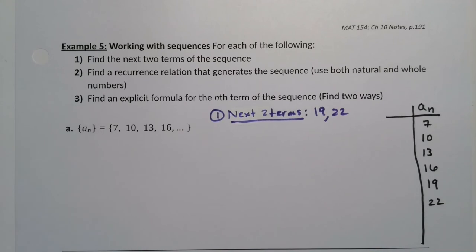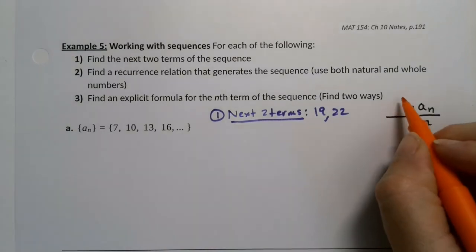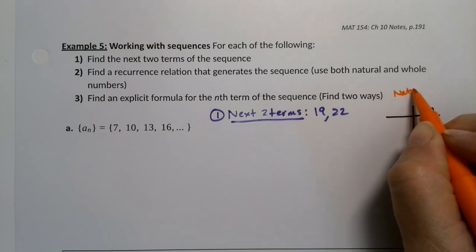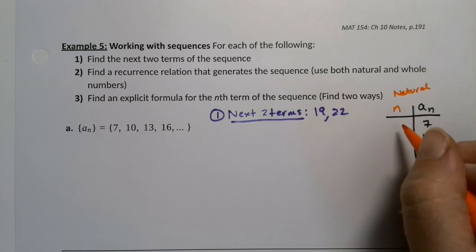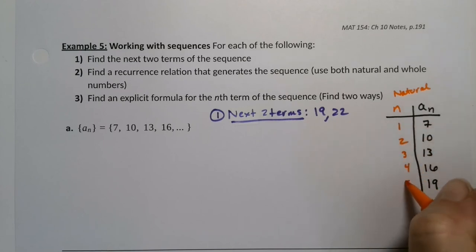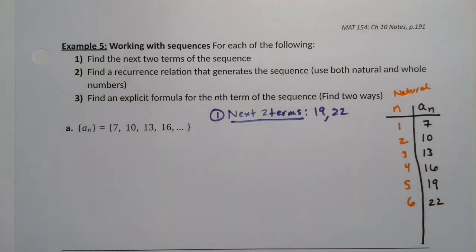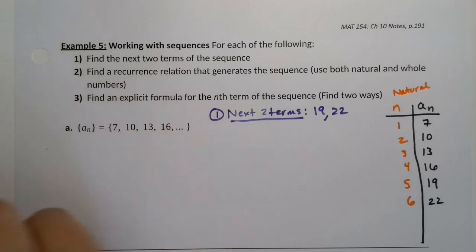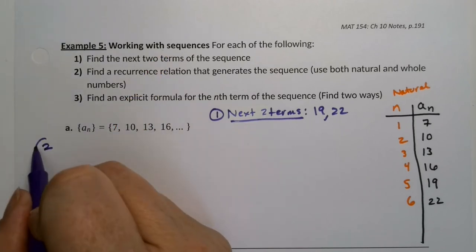Now, we need to define this recurrence relation twice. We're going to do it with the natural numbers, and we're going to do it with the whole numbers. So let's start with the natural numbers. So natural numbers will be n equal to 1, 2, 3, 4, 5, 6. So I want a relation, and it's a recurrence relation. So for part 2, I'm looking for a recurrence relation.